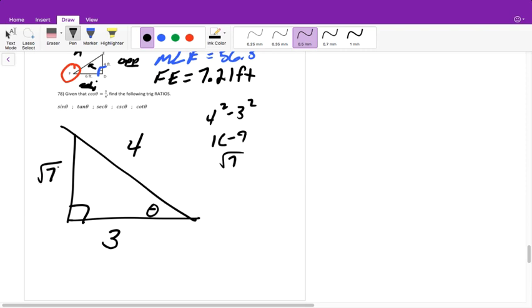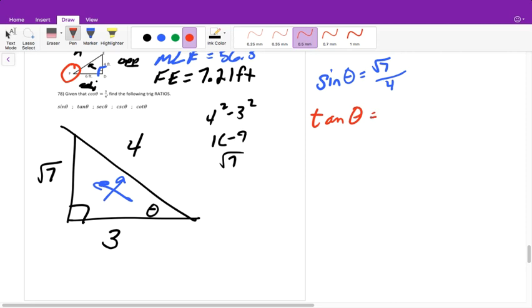I just did that really fast. Please make sure you guys do this a little bit slower, but just for interest of time on the video, I have faith that you can solve for that. Right? Then we need to go ahead and solve. Sine of theta is equal to our opposite over our hypotenuse, so it will be square root of 7 over 4. Nice and easy. Our tangent of theta is equal to our opposite over adjacent, so square root of 7 over 3.